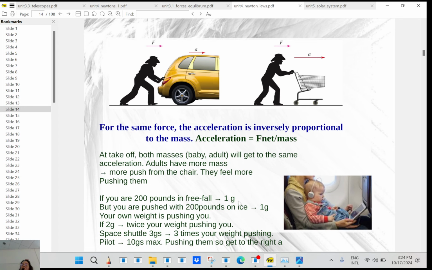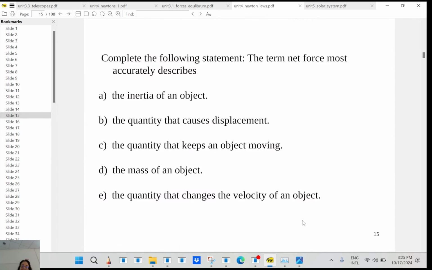So when you say 1g, that means you're going to feel your own weight. When you feel 2g, that means twice your weight. 3g, 3 times your weight. So if the airplane has an acceleration of 0.5g, you're going to feel half your weight. So if you are 200 pounds, you're going to feel 100 pounds. But if you are 400 pounds, you're going to feel 200 pounds. Okay, because it depends on inertia. Does it make sense? Thank you. And that's it, right?